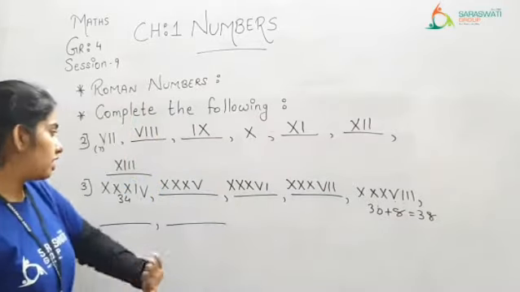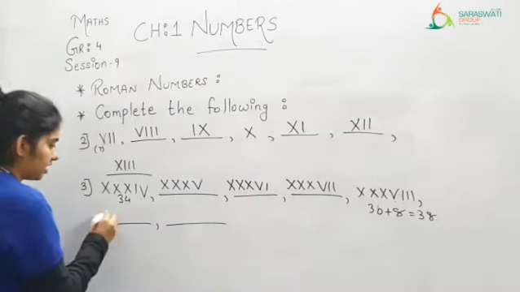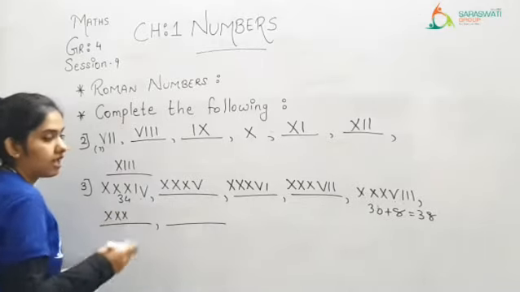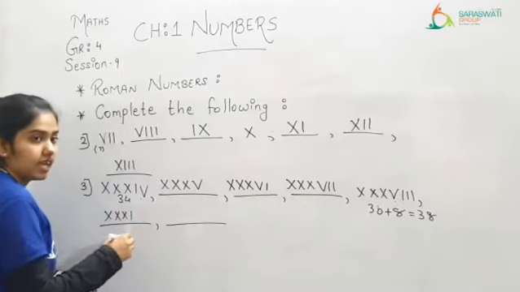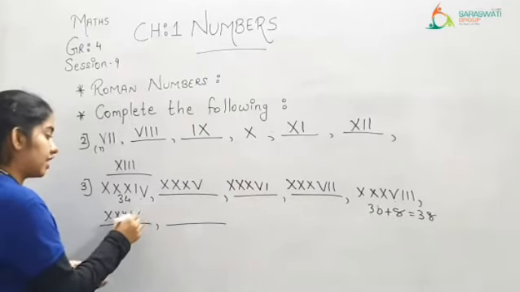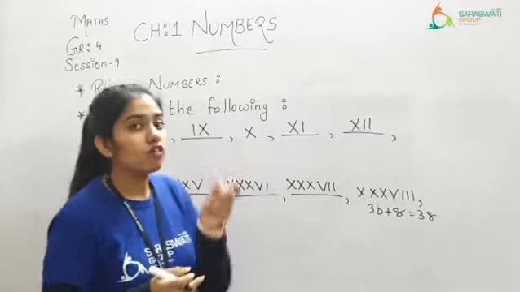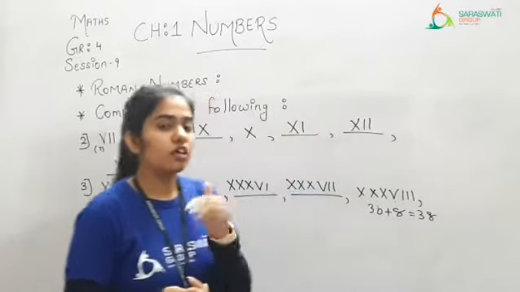Now we have to write the value for 39. That is 3 times X and the value for 9 is IX. I and then X. Now the value for 40. What is the value for 40?